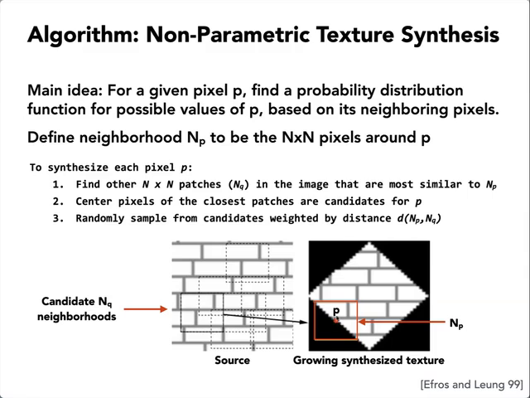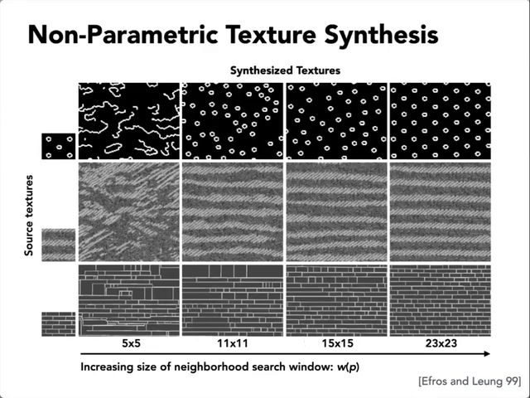Not the entire neighborhood, but just the next pixel value from one of these candidate n sub Q neighborhoods over here. If we keep applying that same algorithm pixel by pixel on the boundary of this growing synthesized texture, it turns out that this is a great algorithm for texture synthesis.